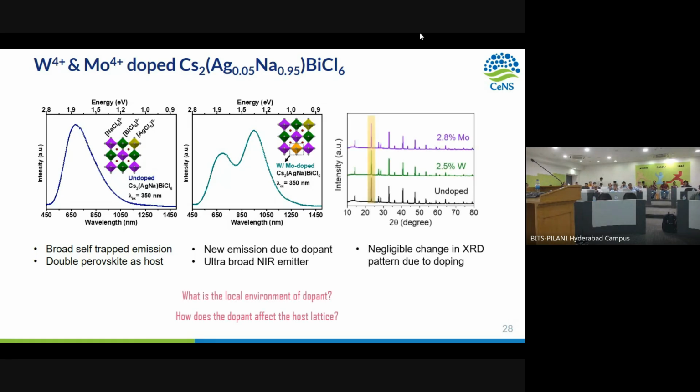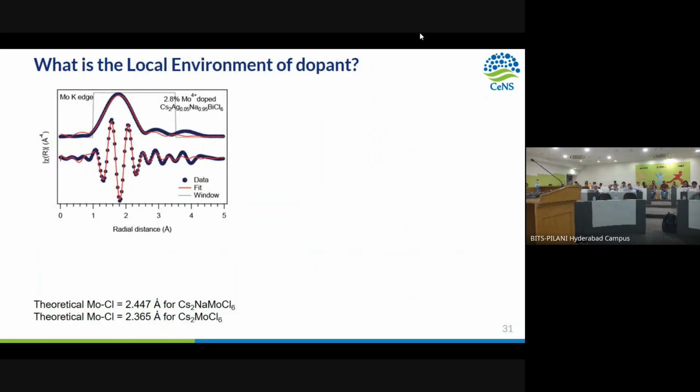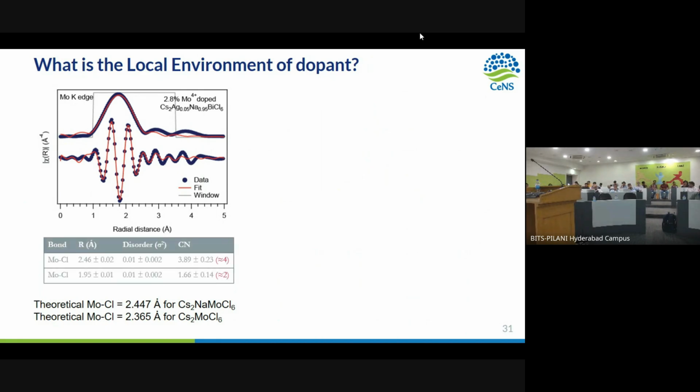And the question again, we ask the same thing: what is the local atomic structure of this dopant system? In this case, when we did the study, let me fast forward, we do not see any change in the host environment. Bismuth and silver remain exactly the same with dopant. And when we looked at the molybdenum K-edge, what we found interestingly is that there are 2 different bond lengths in this system. One is 4 coordination, one is 2 coordination.